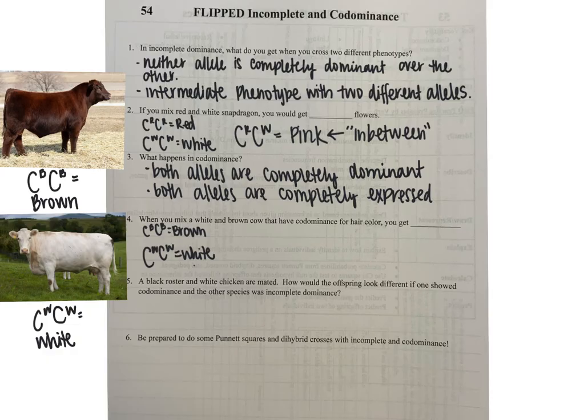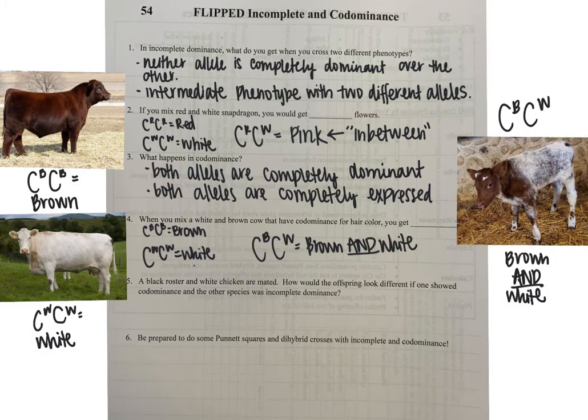Now, if those two parents have a baby, that baby is going to have one allele for brown and one allele for white, which is going to give you a spotted cow. Parts of it are brown and parts of it are white. So both brown is expressed and white is expressed. Just like before, we always have to use the same letter for an allele, so we use the same annotation as before, where we use the little superscript.